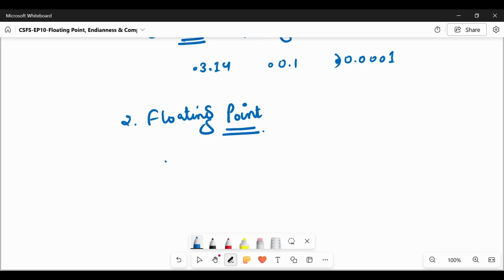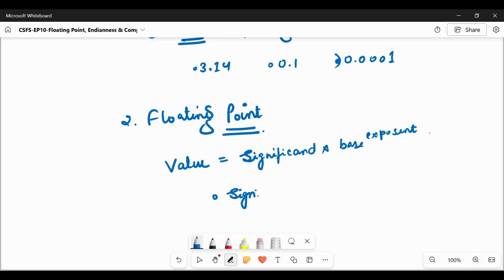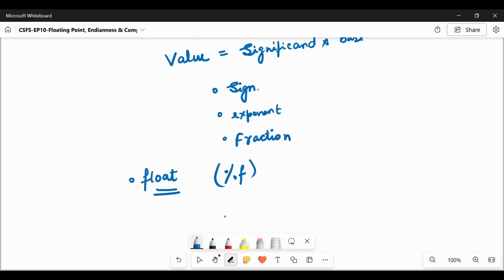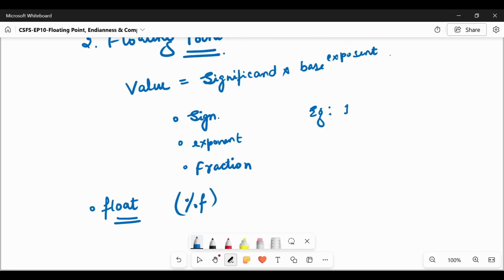The scientific notation for floating point is simply value equals significand times base to the power of exponent. So floating point is one where we are able to store the sign bit, exponent part and the fraction part. The data type corresponding to floating point is float, format specifier %f. If we have to represent the integer 1234 as floating point, it will become 1.234 times 10 to the power 3. The exponent part is 3, so 10 to the power 3.